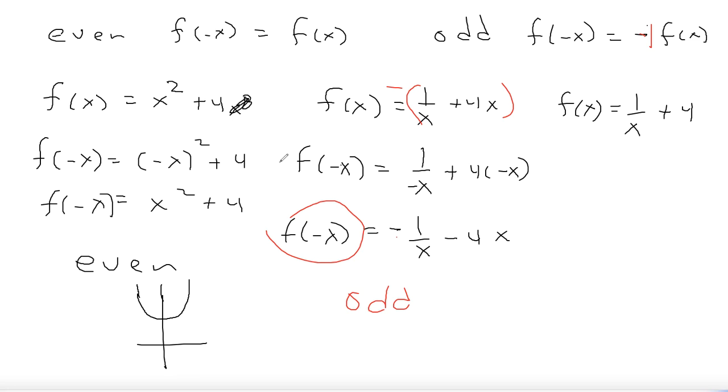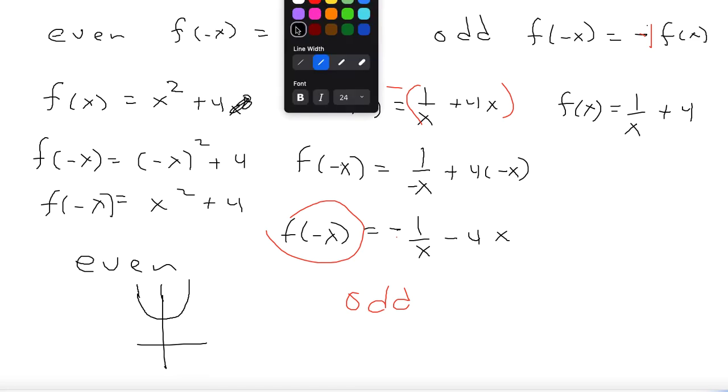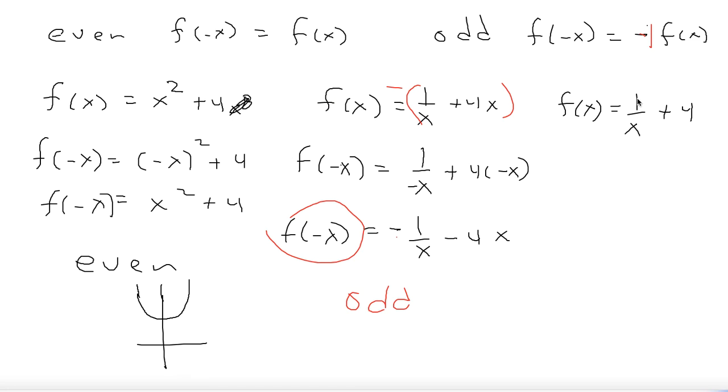And then if it does some combination of those two things, that's going to make it a neither. And that's this one. If we do f of negative x, this first term is opposite, but the second term doesn't change, so it's mixed signs. That's actually because this is odd and this is even, so we have a piece of each. And so we're getting a neither right there. Hopefully that helps.